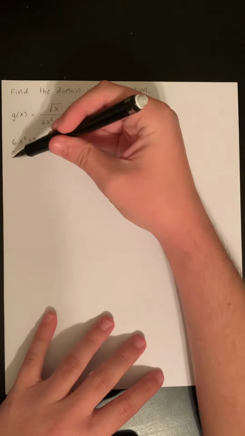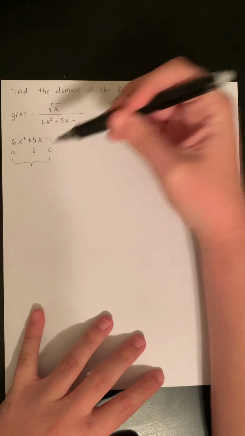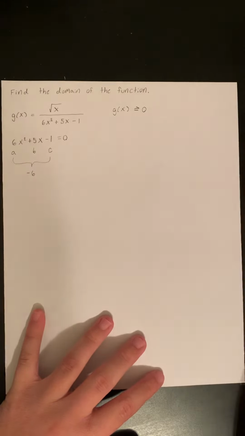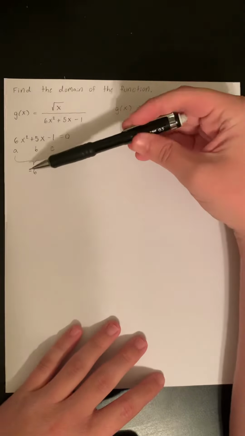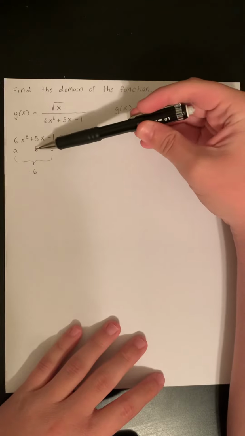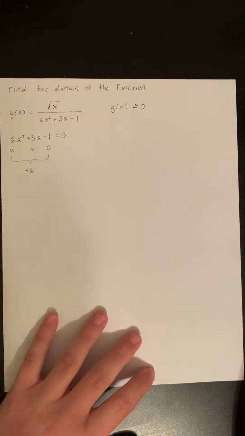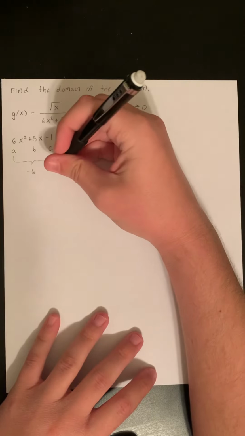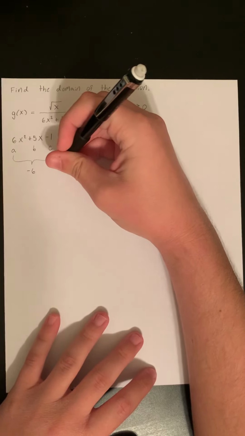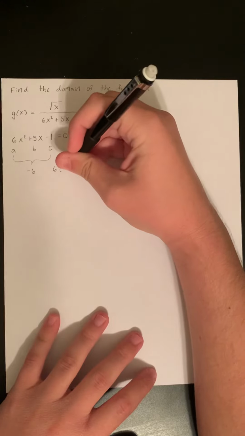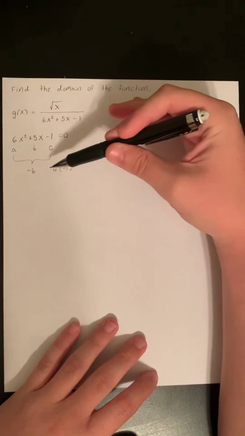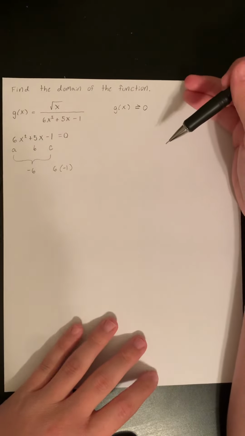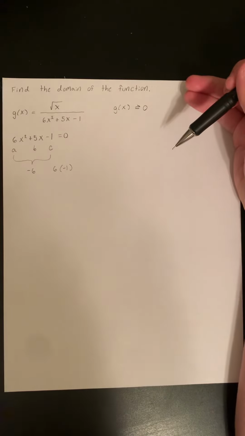So for the AC method, we're going to take A and multiply it by C, which gives us -6. And now we're going to look for things that multiply together to equal -6, but add up to be B, which is 5. And right off the top of my head, we can right away see that 6 and -1 will be our answers for this. Because 6 times -1 is -6, but 6 plus -1 is 5. So just like that, we've used the AC method to work on our factoring.